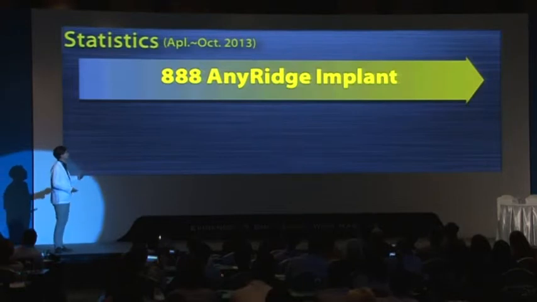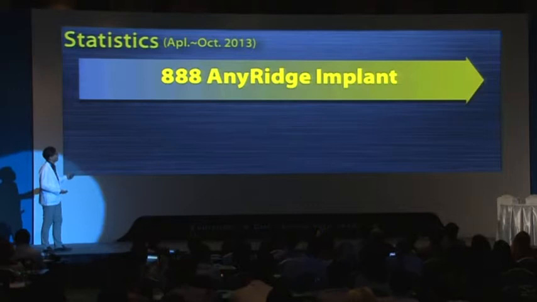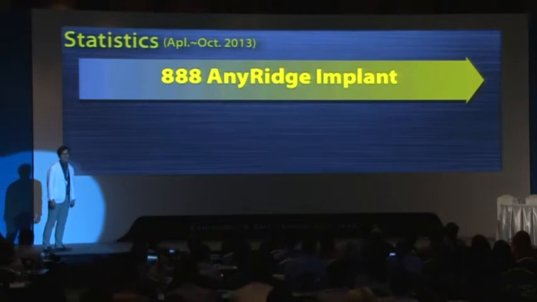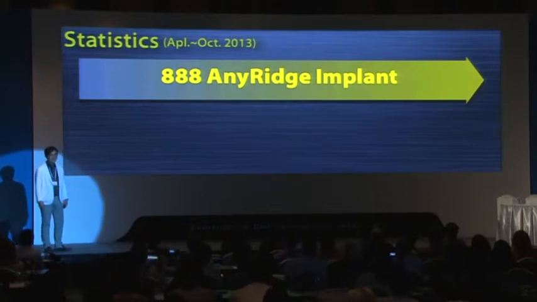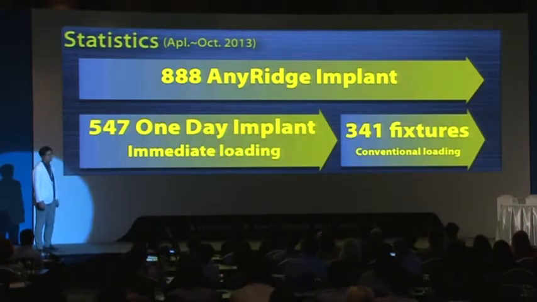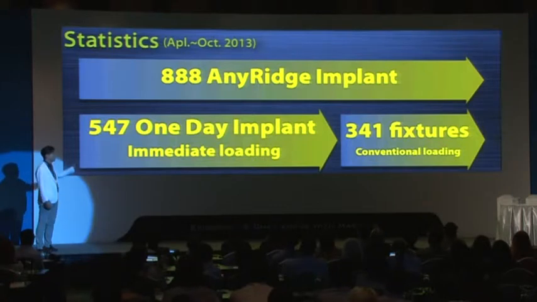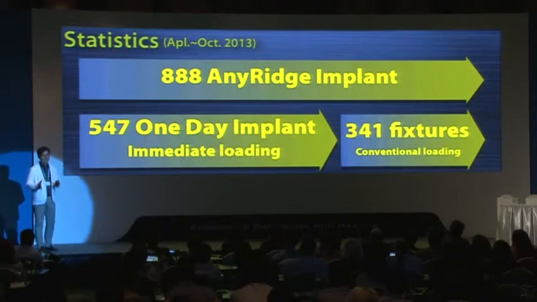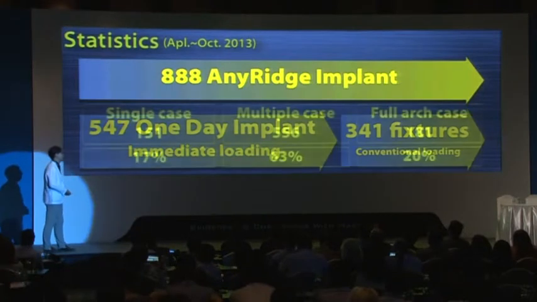During the 6 months, 888 implants were placed using the R2 stent, and among those, 547 cases were done by immediate loading, and the rest were conventional loading. Yes, so it means that using the R2 stent, 62% of customers challenged the one-day and immediate loading.